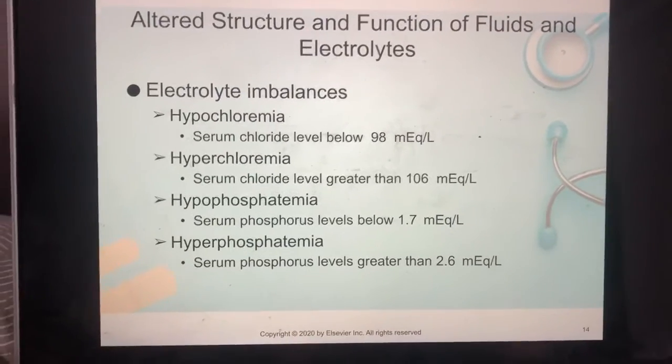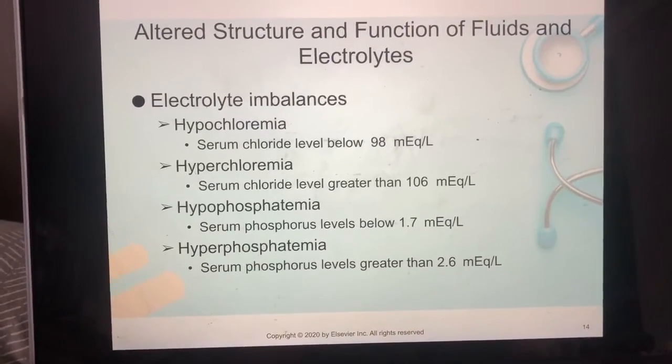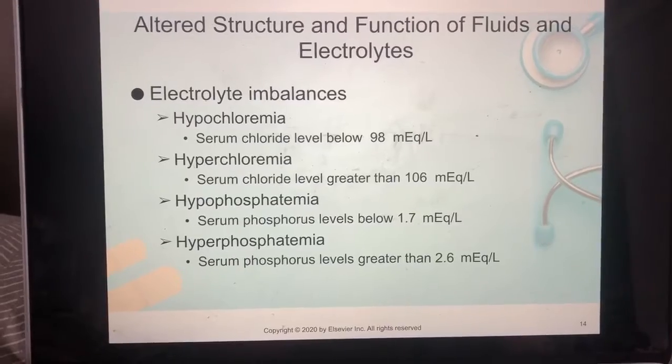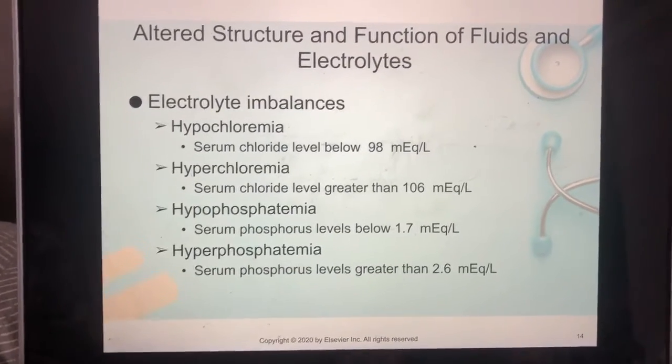Hypokalemia is less than 98. Hyperkalemia is greater than 106. Hypophosphatemia is less than 1.7, and hyperphosphatemia is greater than 2.6.